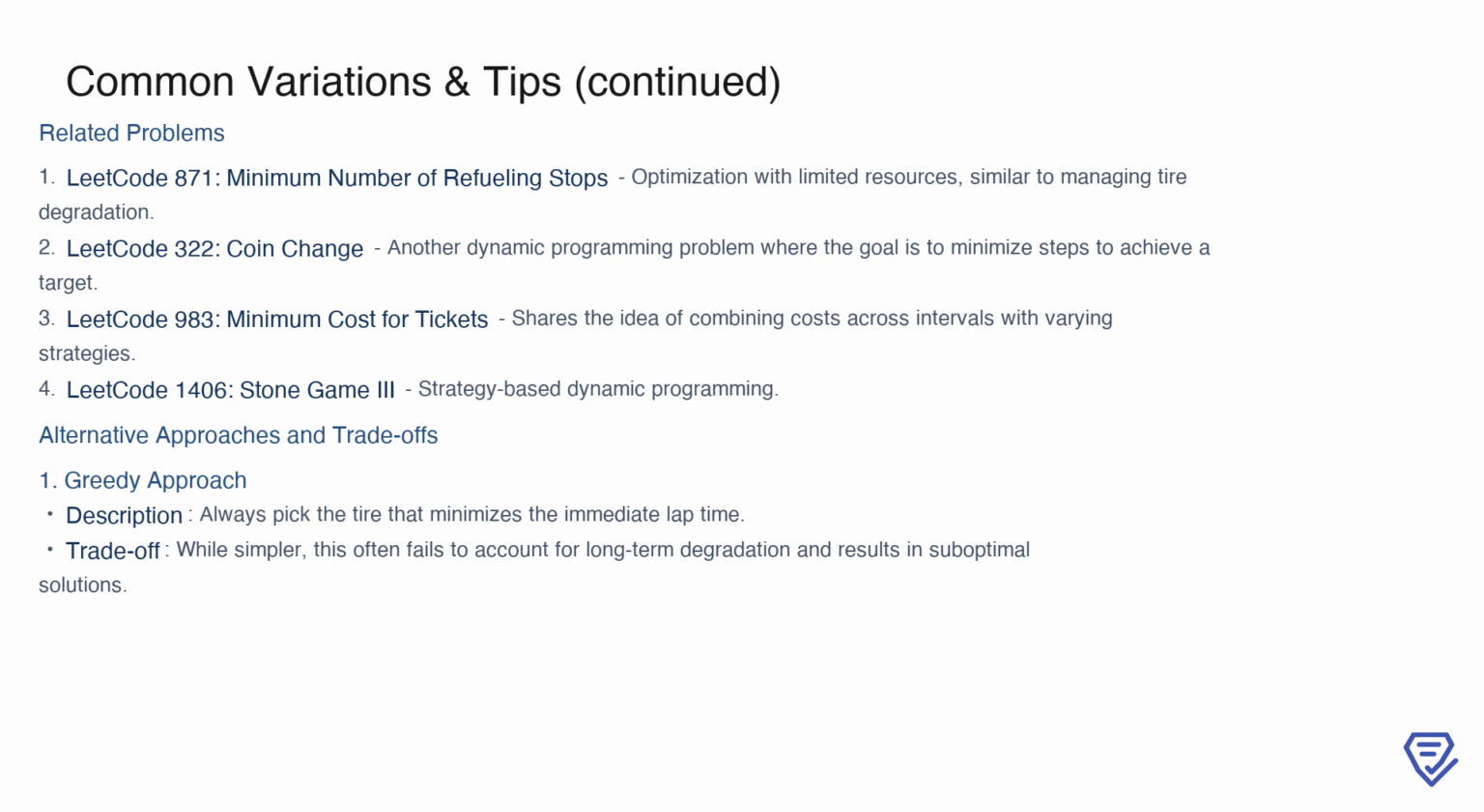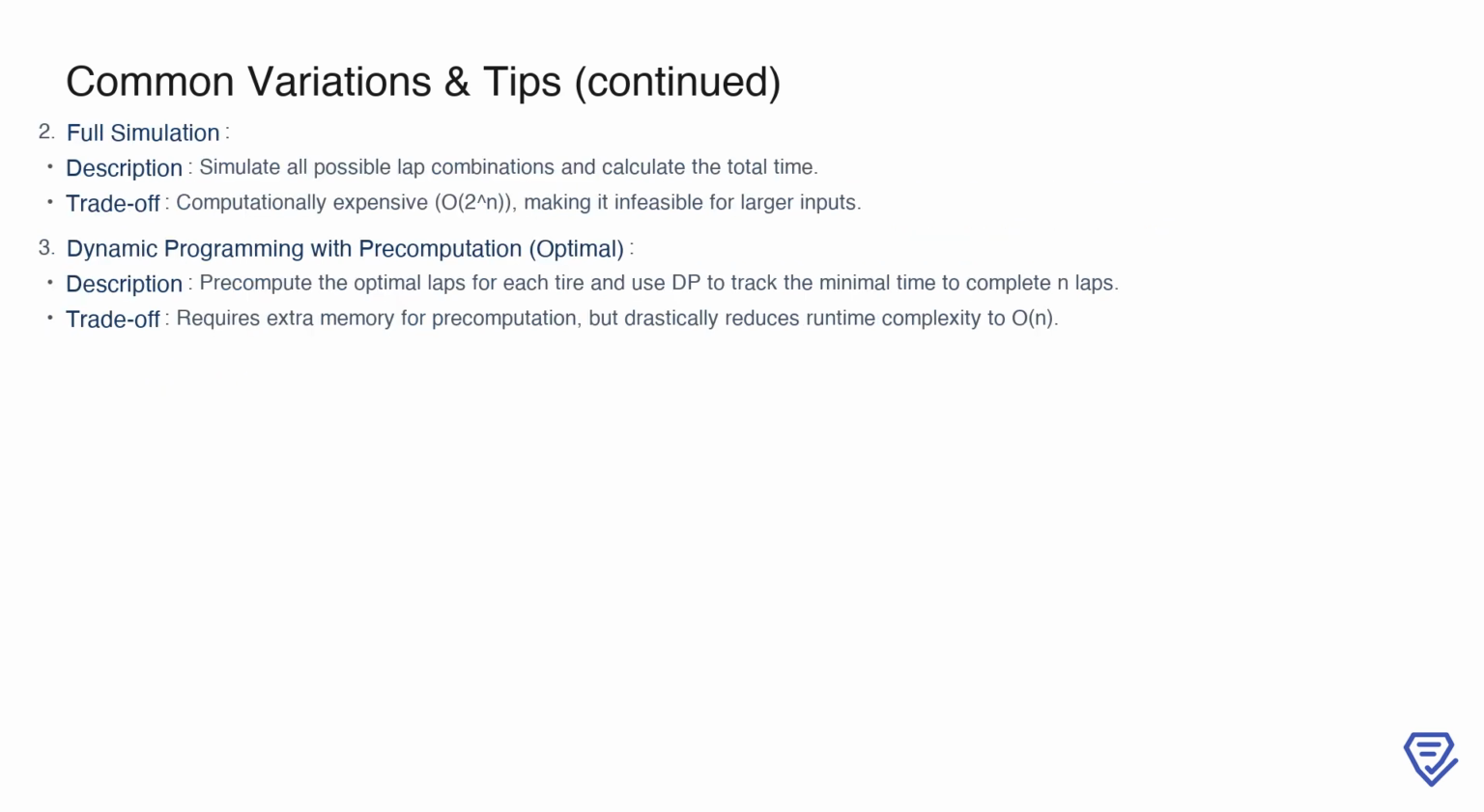When considering alternative approaches, a greedy algorithm might seem appealing as it always selects the tire with the lowest immediate lap time. However, this method often fails to consider long-term degradation effects, leading to suboptimal solutions in the long run. Another alternative approach is to perform a full simulation of all possible lap combinations and calculate the total time for each. While this guarantees correctness, it is computationally expensive, with a time complexity of 2^n, making it impractical for larger values of n.